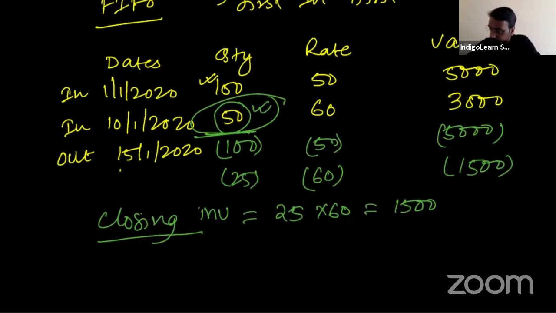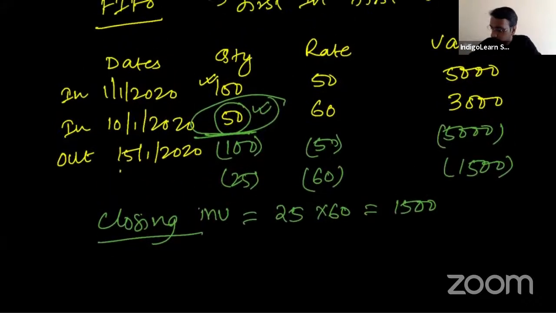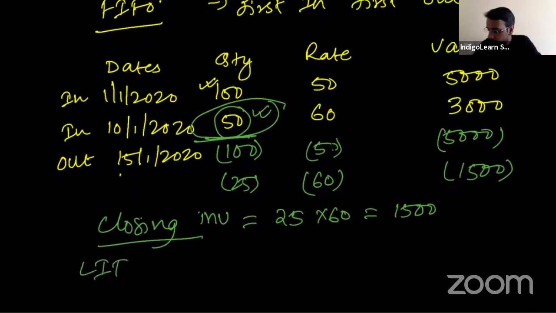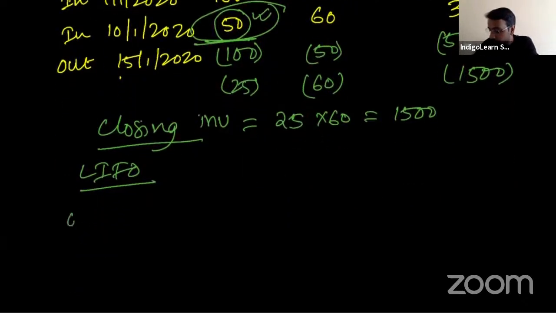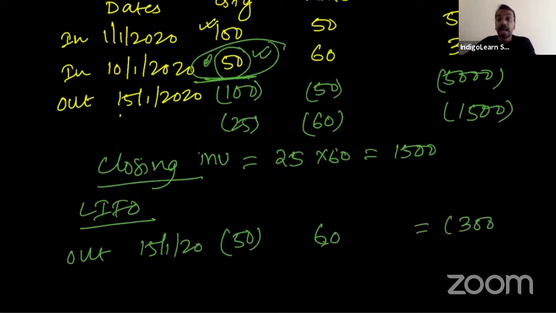Now, in the same case, if you do LIFO, under LIFO, whenever we issue on 15th of January 20, whatever came in last will be issued first. So what came in last? These 50 units came in last. So first you will issue these 50 units at a cost of 60. That becomes 3,000.